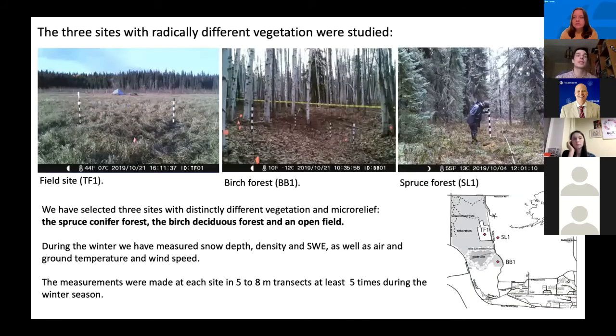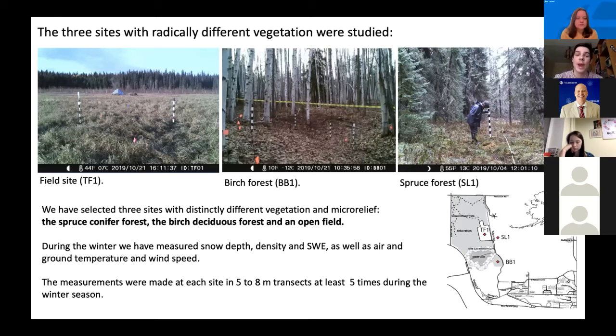So here are the 3 sites. We selected 3 sites with distinctly different vegetation and microrelief. It was a spruce conifer forest, I think on the right, a birch deciduous forest at the center, and an open field area with grass tussocks. During the winter, we measured snow depths, density, and snow water equivalent, same as in Moscow, as well as air temperatures, ground temperatures and wind speed.